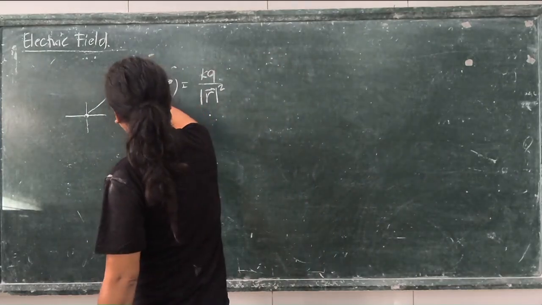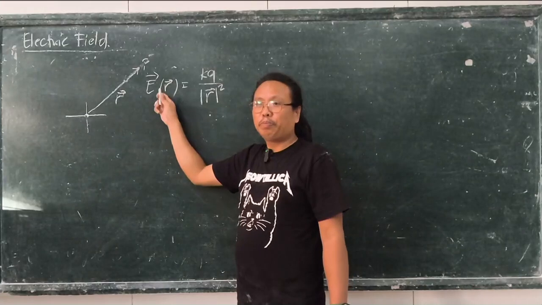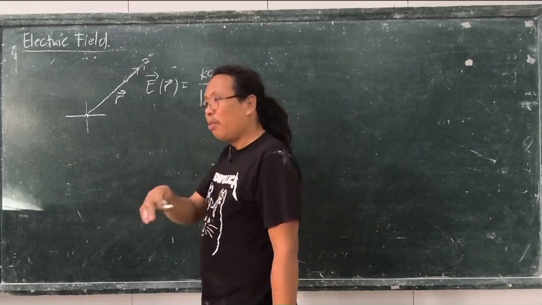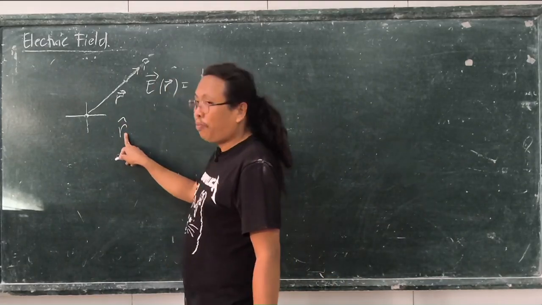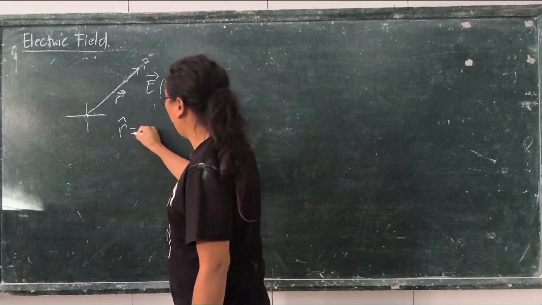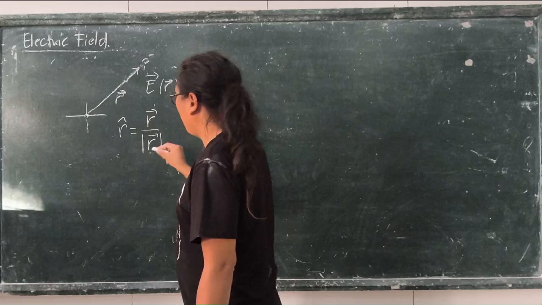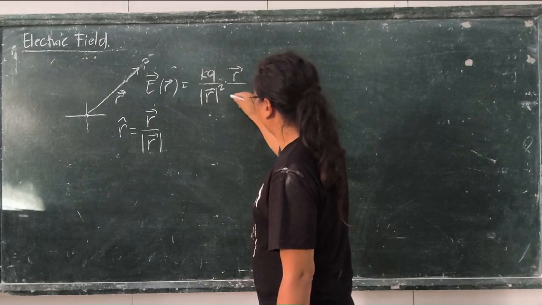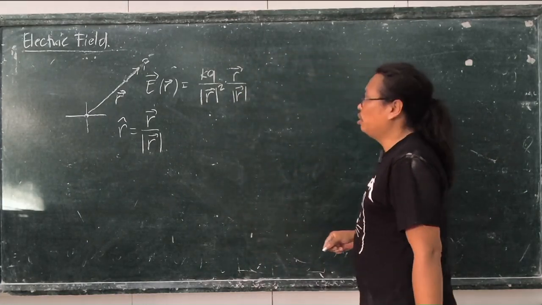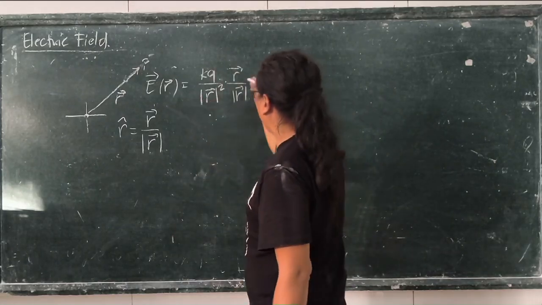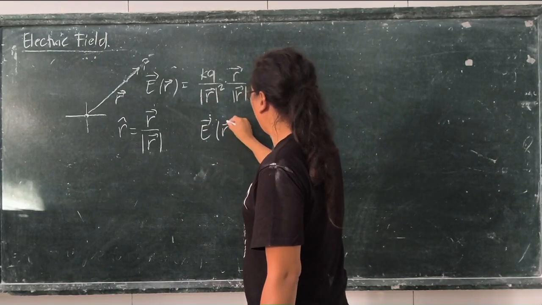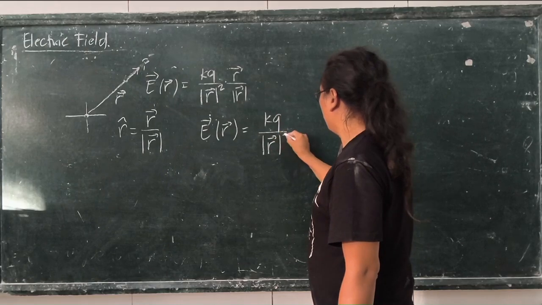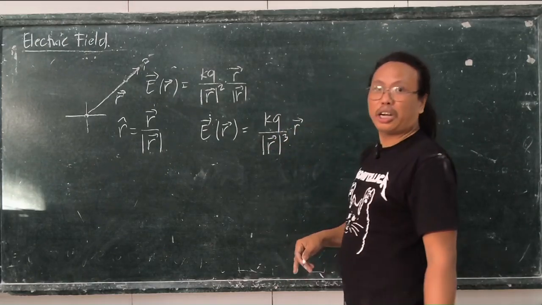Now, to do this, all we have to do is find a unit vector that is parallel to R. How do we find a unit vector parallel to R? Well, we have done that in our previous course, and we call that R hat, the unit vector parallel to R. And this is just equal to R over the magnitude of R. So to convert this into a vector, we need to multiply this by the vector R over its magnitude. So now we have this final form, the electric field at R equals KQ over the magnitude of R cubed times the vector R.